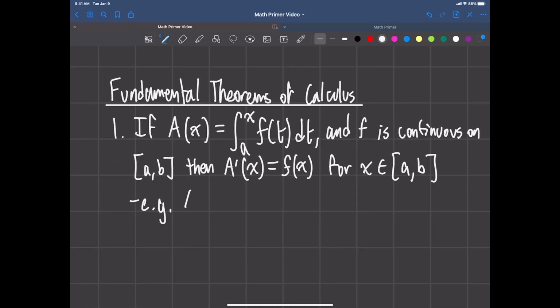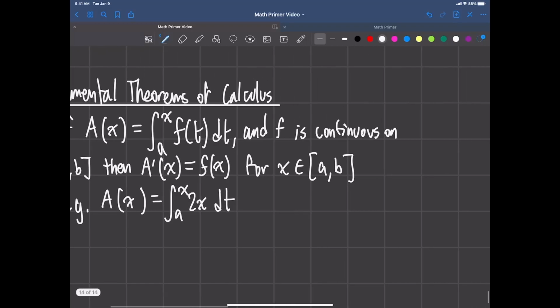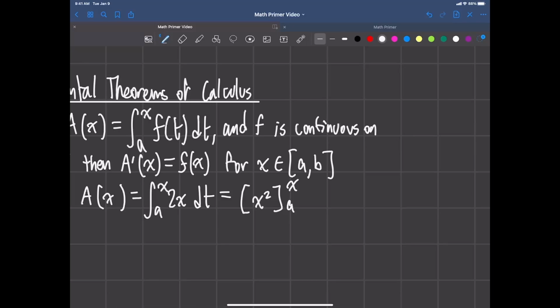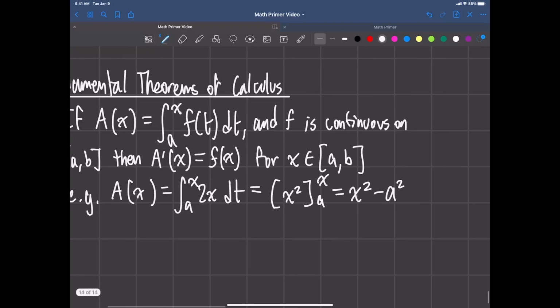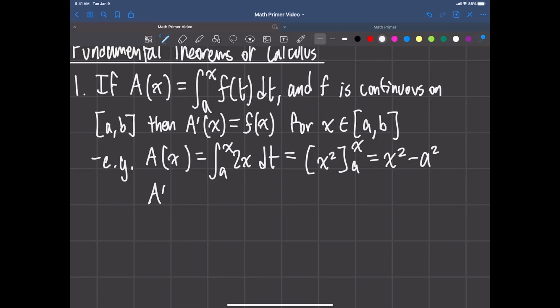For example, if A of x was equal to the integral from a to x of 2t dt, this would equal x squared. This is the integral. 2t becomes t squared from a to x, which equals x squared minus a squared, since we're taking the values from a to x. And A prime of x is equal to the derivative of x squared minus a squared, which is just 2x.